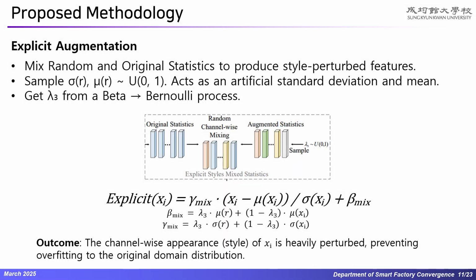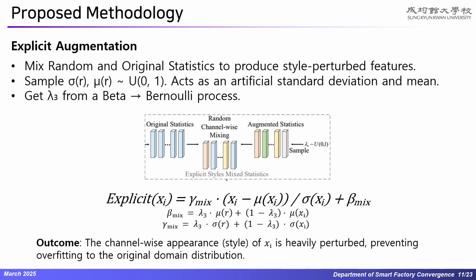First of all, we'll look at explicit augmentation. The goal here is to randomly mix original feature statistics with newly sampled statistics to produce a style-perturbed version of the features. Again, it's easier just to see this from the formula. So, firstly, we have sigma here, which is standard deviation, and mu, which is the mean. For sigma and mu of R, we just take this from a uniform distribution of 0 to 1, which serves as artificial standard deviation and mean values, which help broaden the range of possible styles.